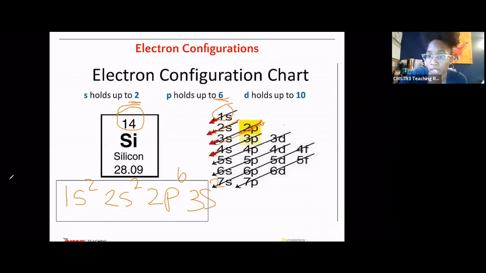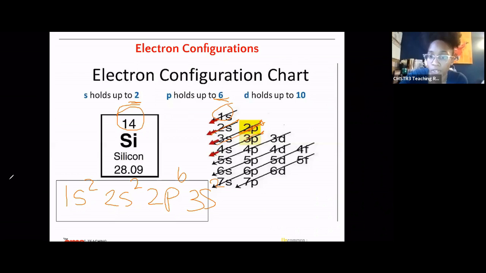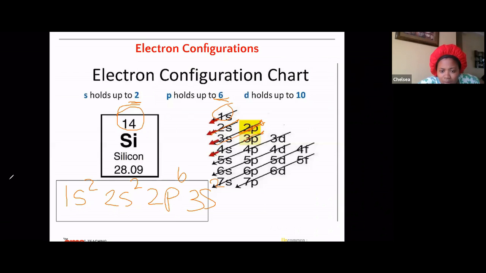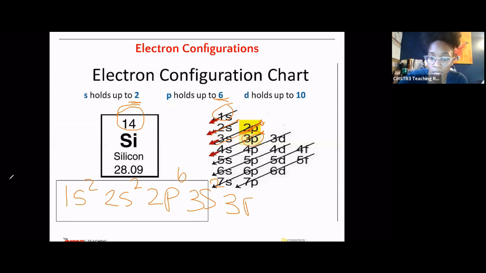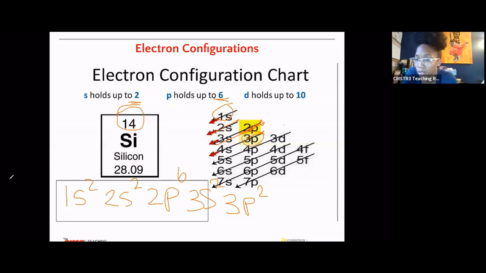I'm up to 12 electrons. So I will need 2 more. I go to 3p. What's the next one? Yep, 3p, and all I need is what? 2. And that's its electron configuration.